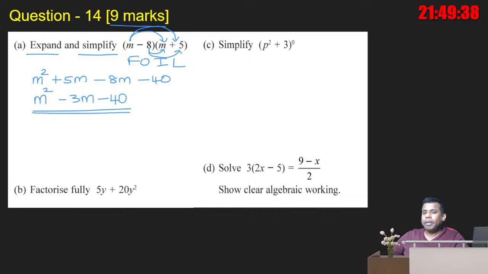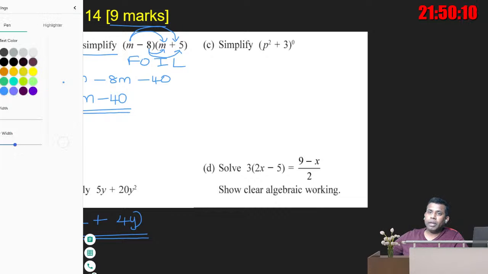B part. So the B part, factorize fully, right? So again, 5 and 20, I'm going to take the 5 out, and I'm going to take one of the y out. So 5y times 1 plus 4y. So you can double check this one by expanding the brackets again to make sure the question is coming. 5y times 1 is 5y. 5y times 4y is 20y squared, right?